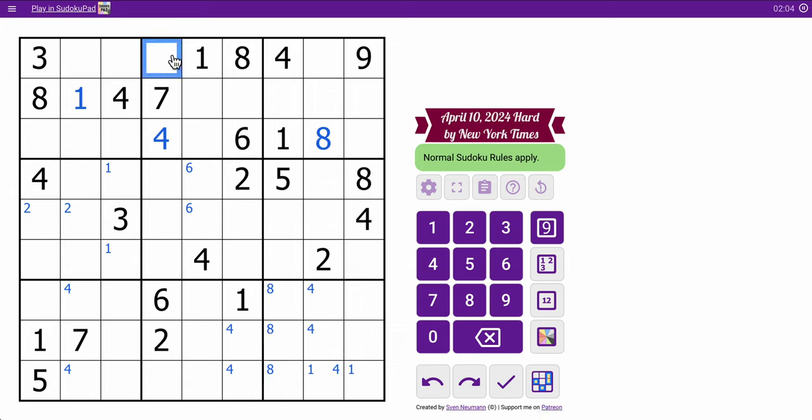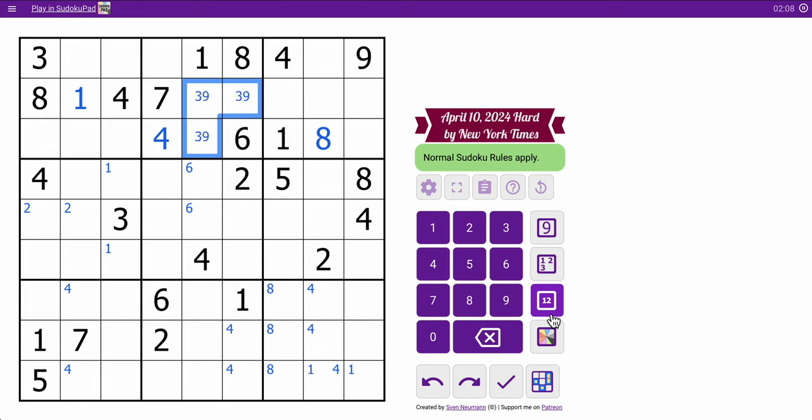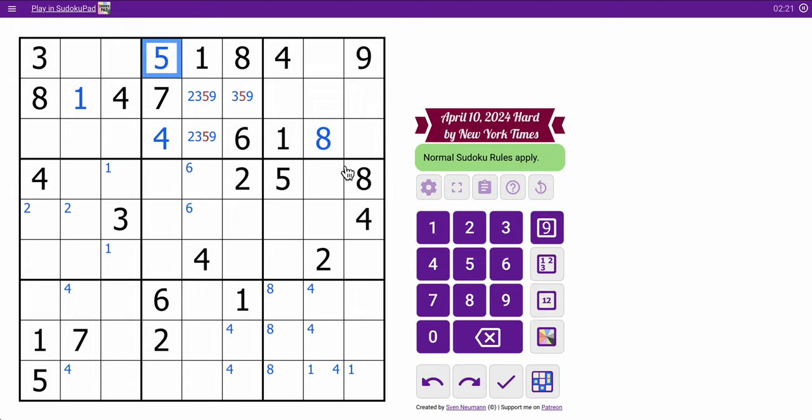Okay, 3 and 9 can't go here. So 3 and 9 go in those cells somewhere. 1, 4, 6, 7, 8. I need 2, 3, 5, and 9. That's not 2. This one can't. Oh. I should have started there. That's a hidden 5. Because that sees 2, 3, and 9. So those aren't 5, and that's a triple.